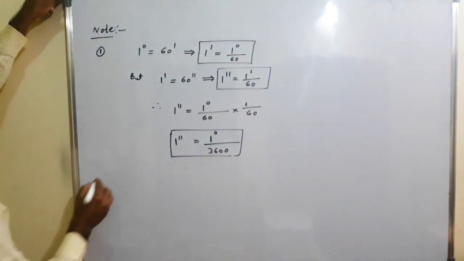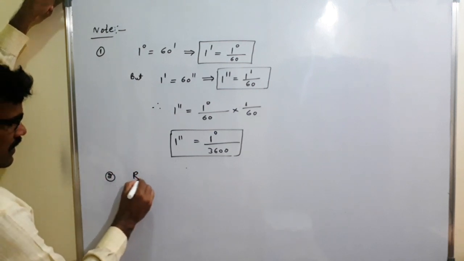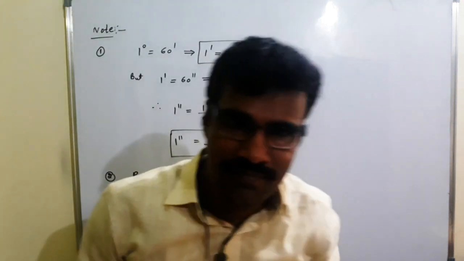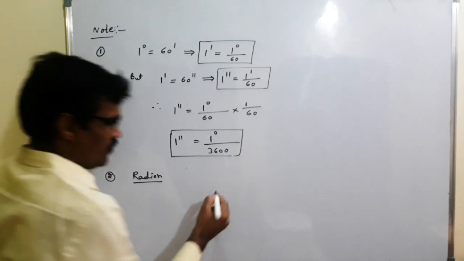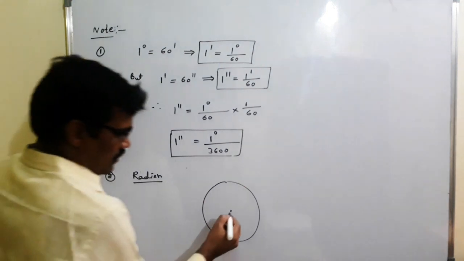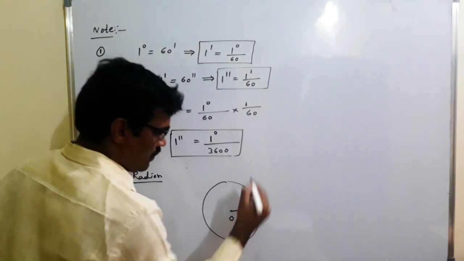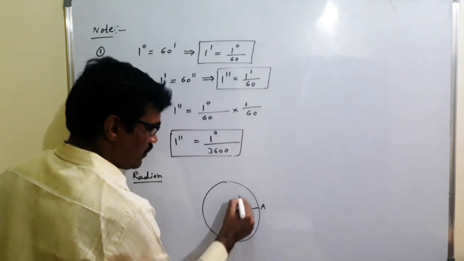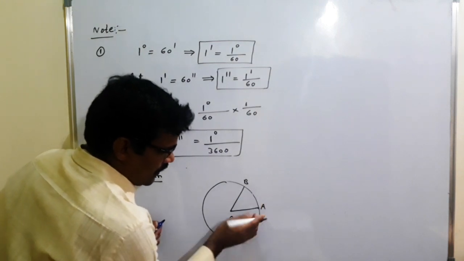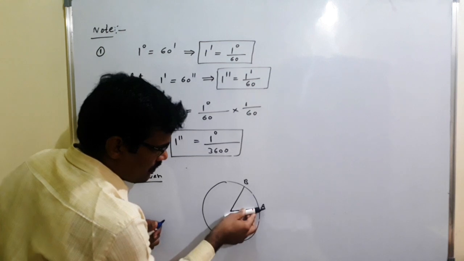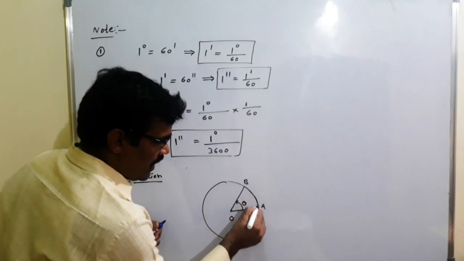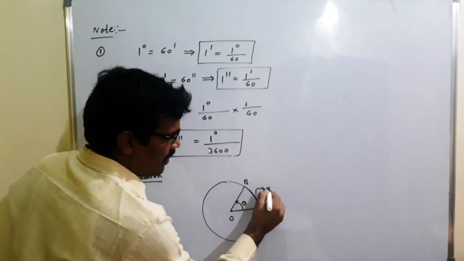Okay. Now we will discuss radian. It is the SI unit of angle. Sir, listen carefully. This is the circle. This is the center of circle O. Point A. This is B. So here from A to B, it rotates like this. This is the angle, positive angle. This is known as what? Arc length.